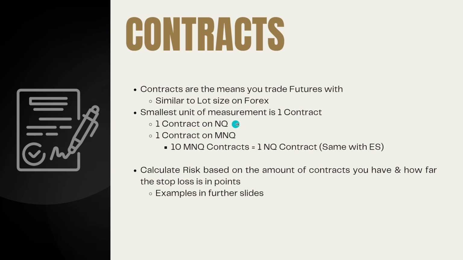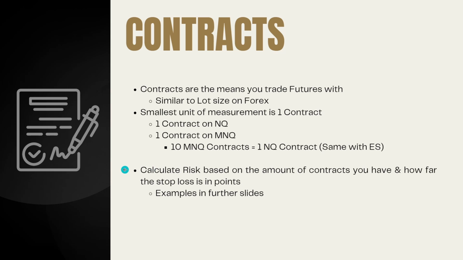And this is what you'll use to trade the indices or commodities, whatever you pick. This rule applies to both the mini and micro contracts. So the smallest unit of measurement on a mini is still 1. Same thing with the micro. And then a little example here is 10 micro contracts of NASDAQ is equal to 1 full mini NASDAQ contract.